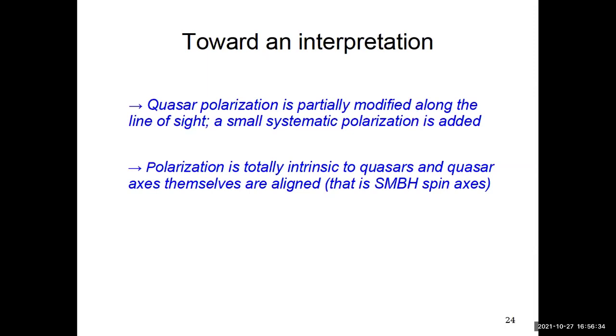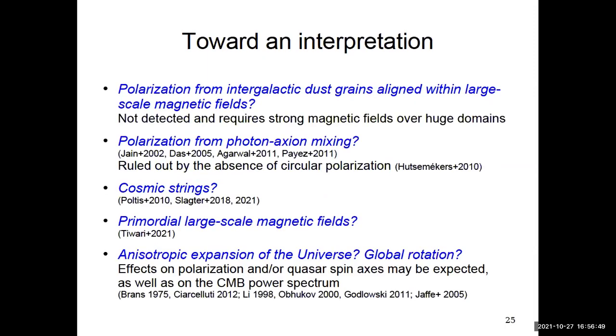In the second case, the polarization is totally intrinsic to the quasar, and the quasar axes themselves overlie. So this means that, in fact, when we speak of quasar axis, this is the supermassive black hole spin axis. There have been several interpretations, for example, polarization from intergalactic dust, but clearly, the presence of dust is not demonstrated in the intergalactic medium, so there is not much dust, so this would require a strong magnetic field over a huge domain.